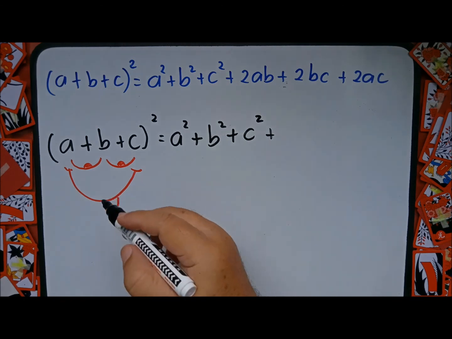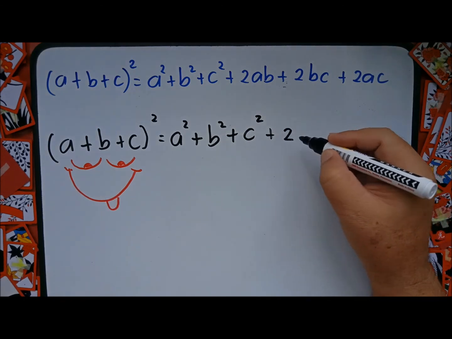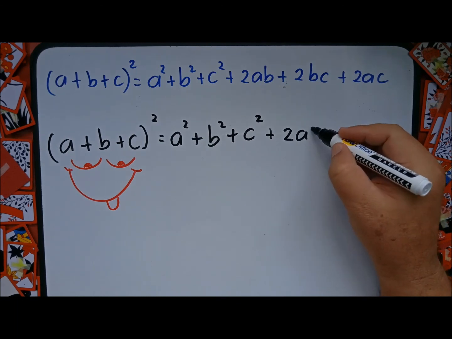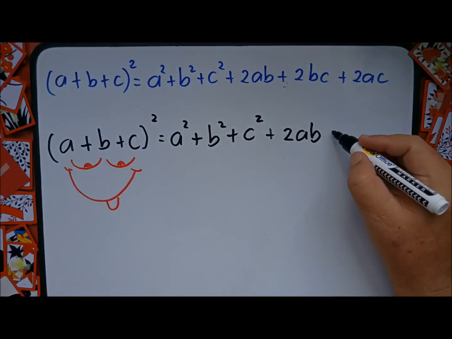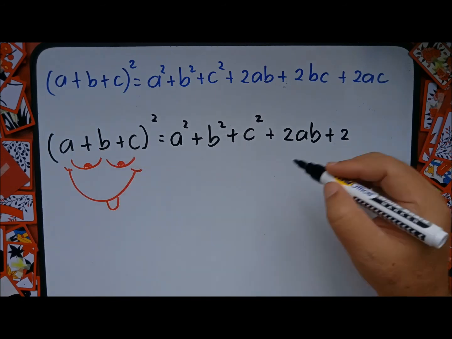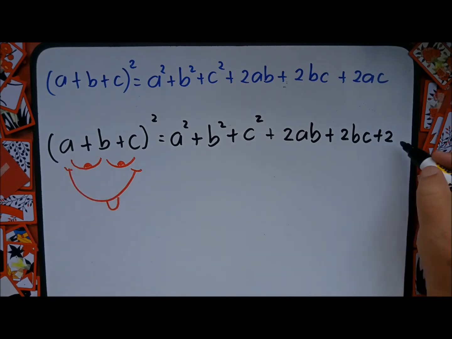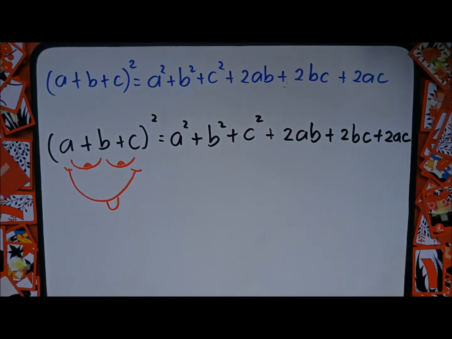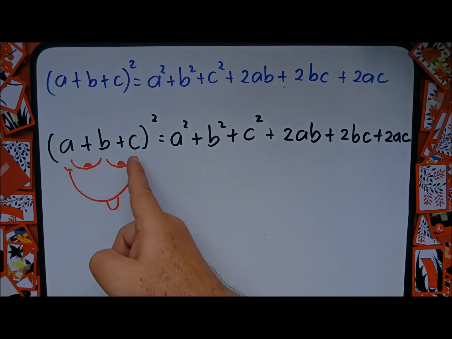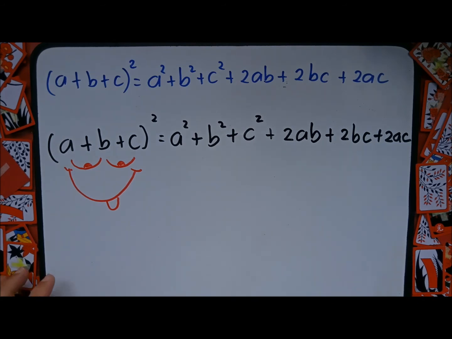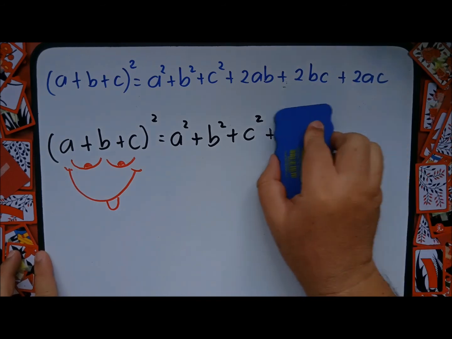What will become of this? You have to multiply twice AB, then twice BC, then twice AC. Okay, that is how I memorize this formula. So you have an idea now: AB, then BC, then AC. It's easy for my students to memorize this. Okay, let's take an example.